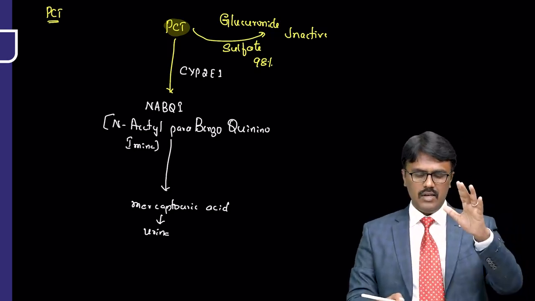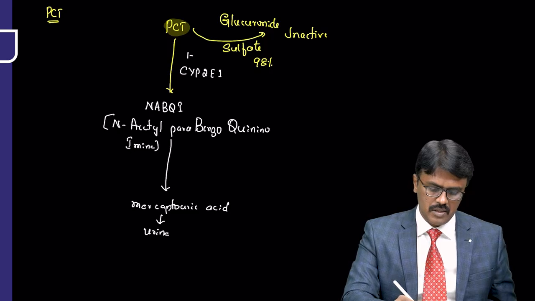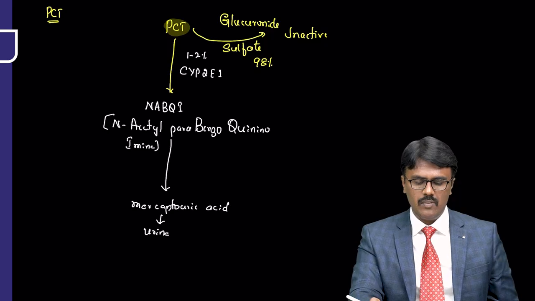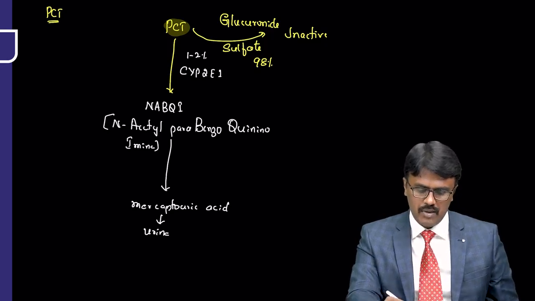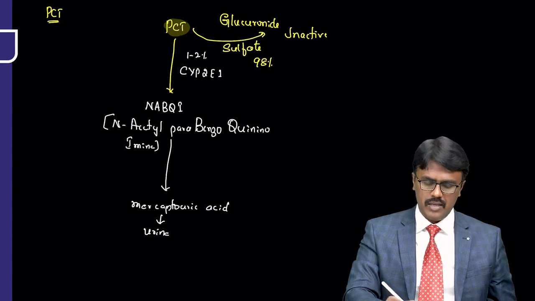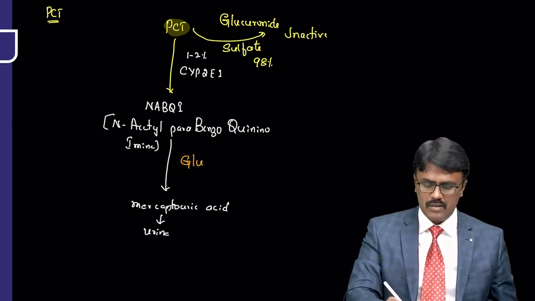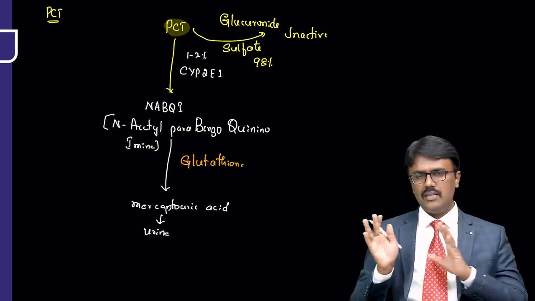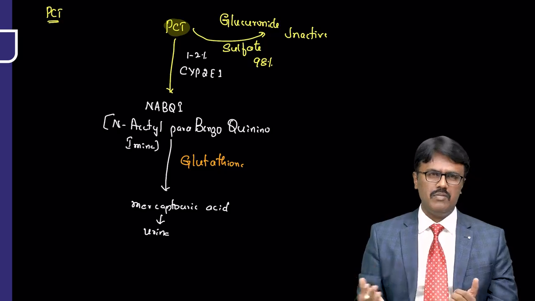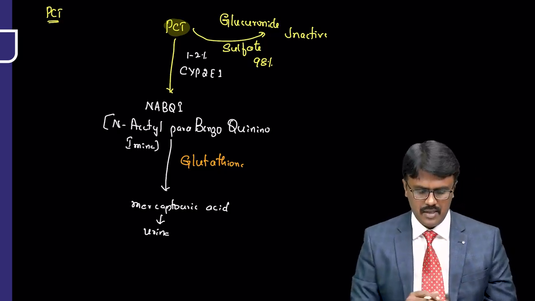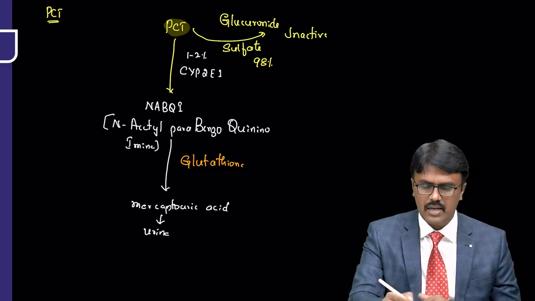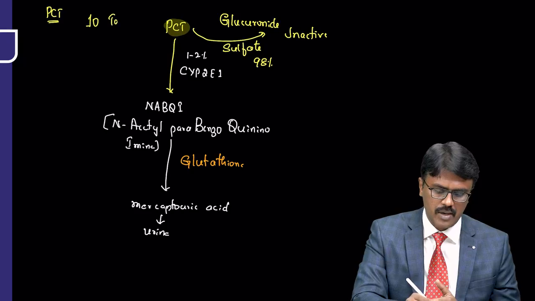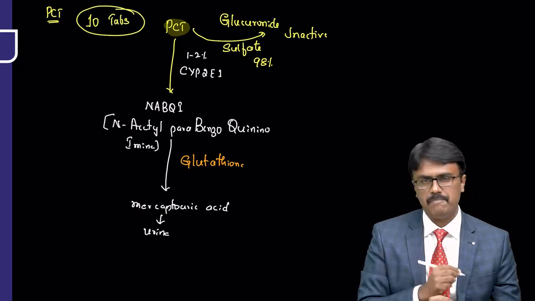So 1 to 2% of paracetamol follows this pathway. The majority, 98%, is inactivated by the glucuronide pathway. From NABQI to mercapturic acid, what we require is glutathione. So normally this is how paracetamol is metabolized, no problem. We give it normally, nothing happens. Suppose a patient has taken 10 tablets of paracetamol, that is paracetamol overdose. Let us assume he has taken 10 tablets and come to the hospital.